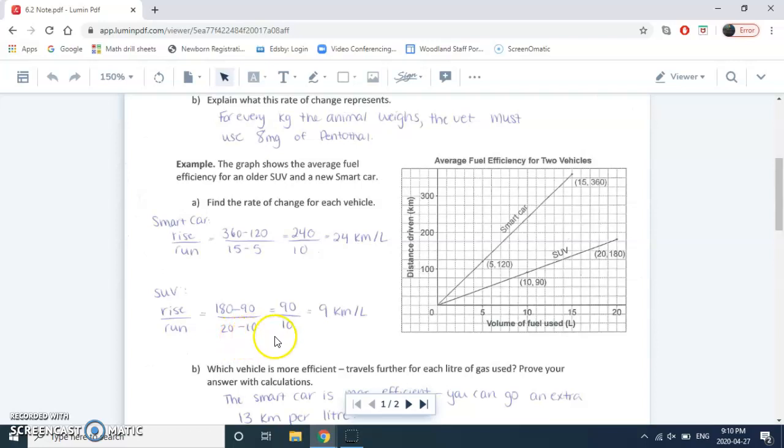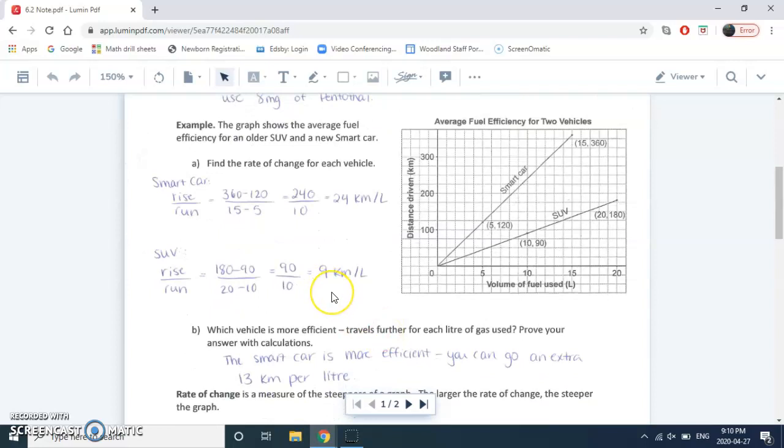So we have 20, subtract 10, which gives us 10. So we do 90 divided by 10, which gives us 9 kilometers per liter. So again, this SUV can drive 9 kilometers for every liter of fuel in their car.